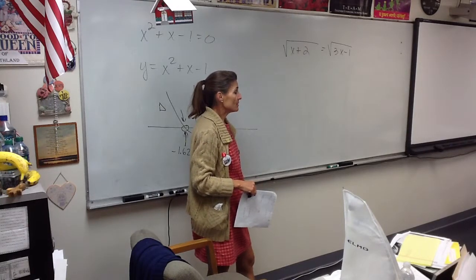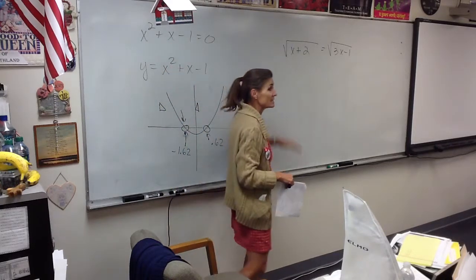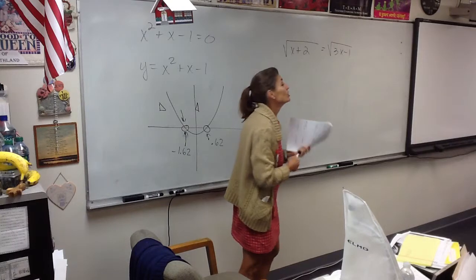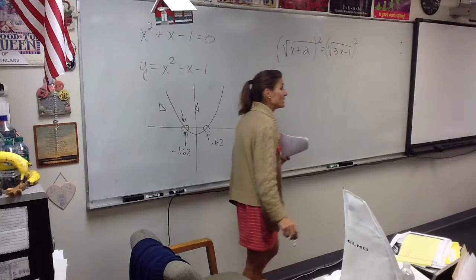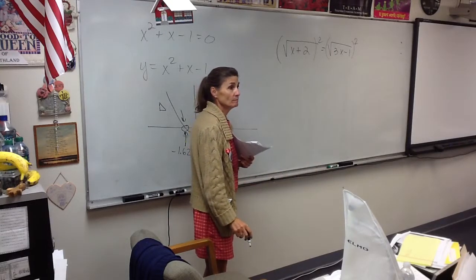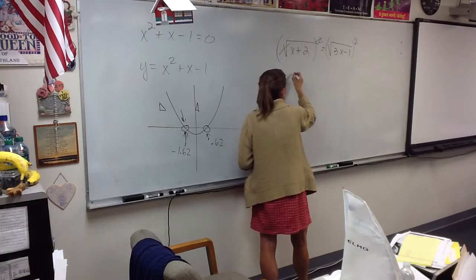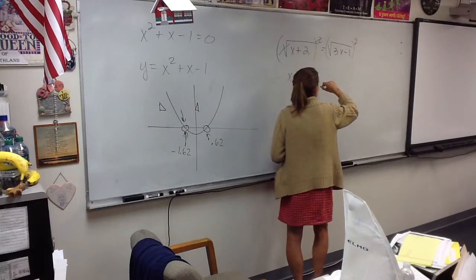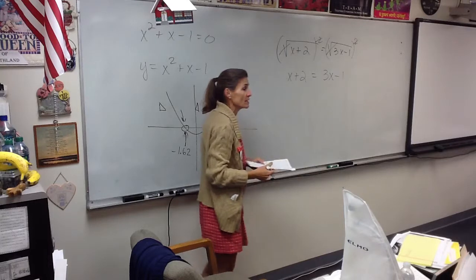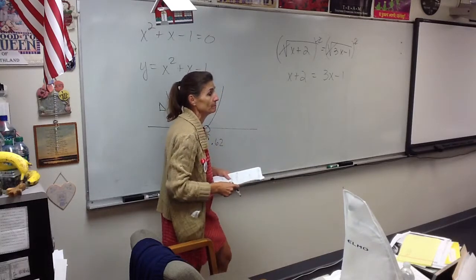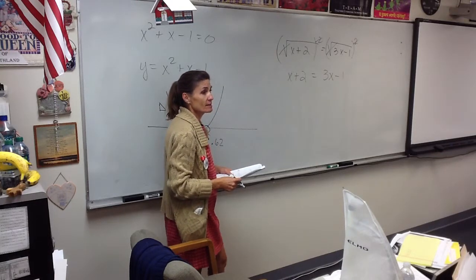Anybody have any idea? This does not look like the equations we've been working on. Anybody have an idea what to do, Tim? We're going to square both sides. Very, very good. We're going to square both sides. And what happens when we square a radical? They cancel. So what do we have on this side? X plus 2. And what do we have on this side? 3x minus 1. Wow, that's an easy equation. Taylor Holder, I think we can solve this, can't we? What are you going to do next?